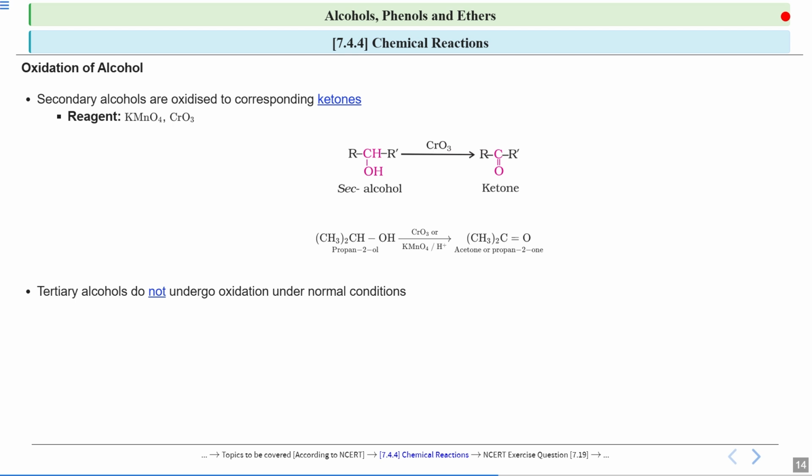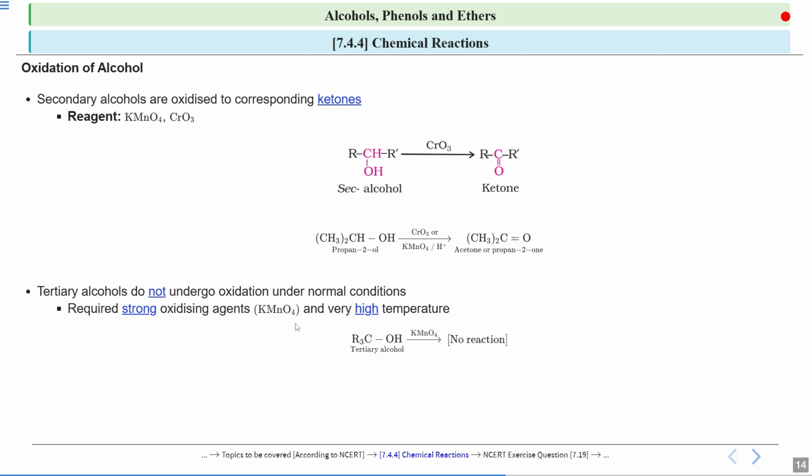Now it is saying that tertiary alcohols do not undergo oxidation under normal conditions. They require a strong oxidizing agent like KMnO4 and very high temperatures. Now, can you tell me why your tertiary alcohols do not undergo oxidation? Because as I told you, in the oxidation of alcohols, there is breakage of the carbon and hydrogen bond. In your tertiary alcohol, there is no carbon and hydrogen bond.